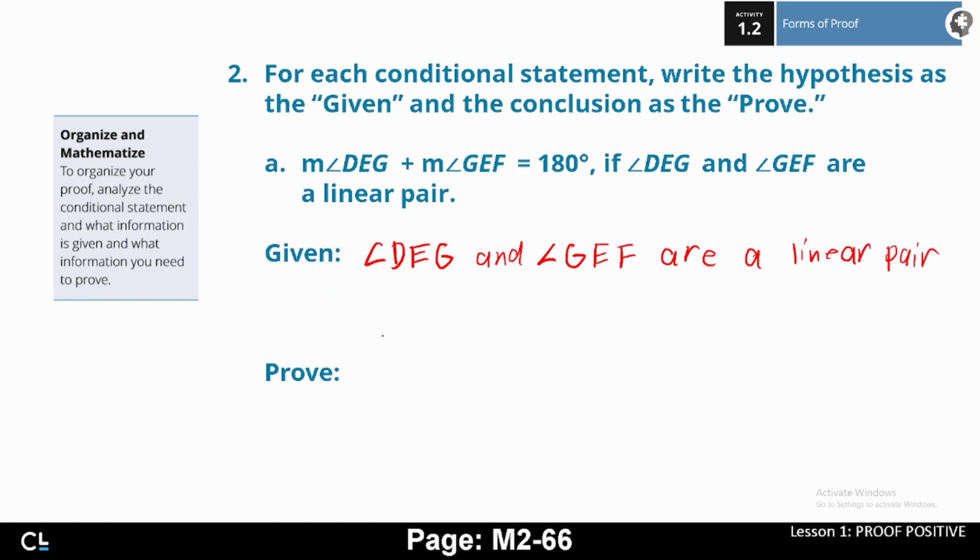And then what do we want to prove? Well, we want to prove then that they equal 180, that first part of this statement. So usually your if section of these statements are going to be your given. Because we're thinking like, hey, if this is true, therefore it's given to us that it's true.